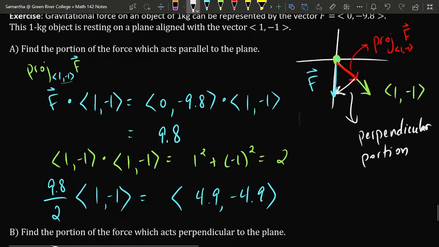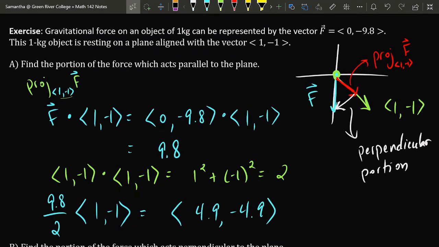So this can be used in physics to break a force down into parts. For example, here, gravitational force can be broken down into what portion of gravitational force is moving the object down the plane, and which portion of gravitational force is basically just smushing the object against the plane.